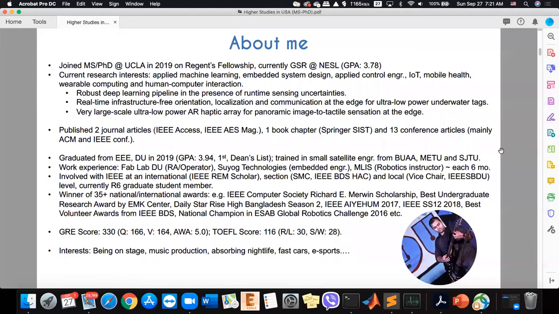Apart from my academic profile, I love doing music a lot and I love being on stage. And since I was brought up in the core part of Dhaka, I also love the nightlife, and LA was a pretty self-explanatory choice for me.